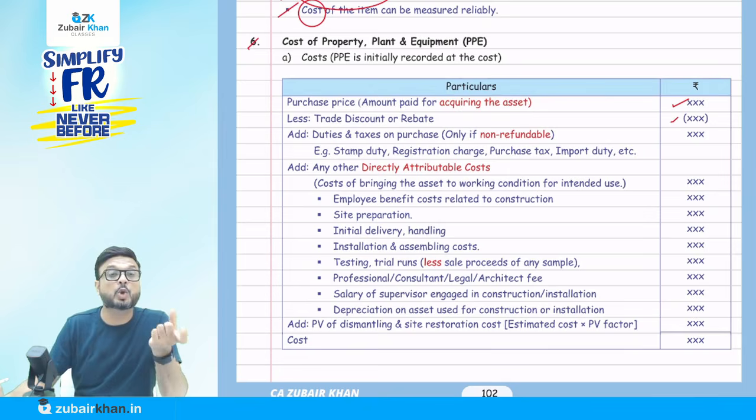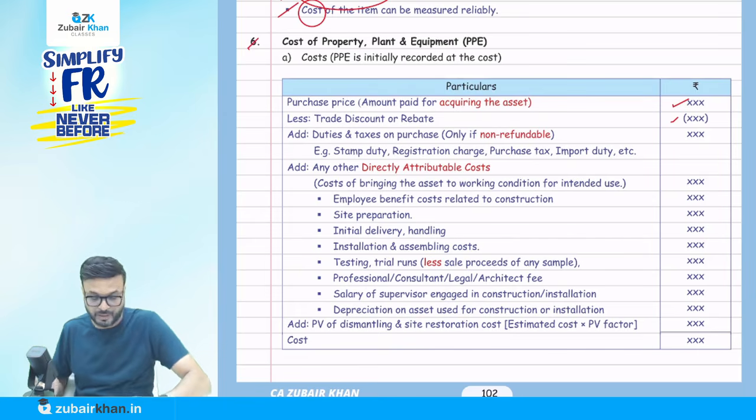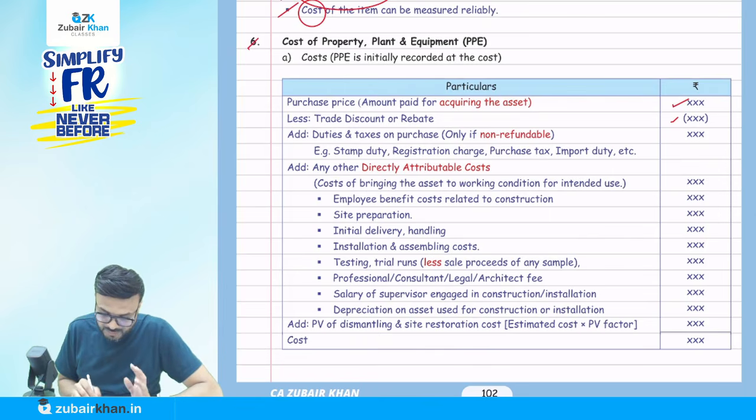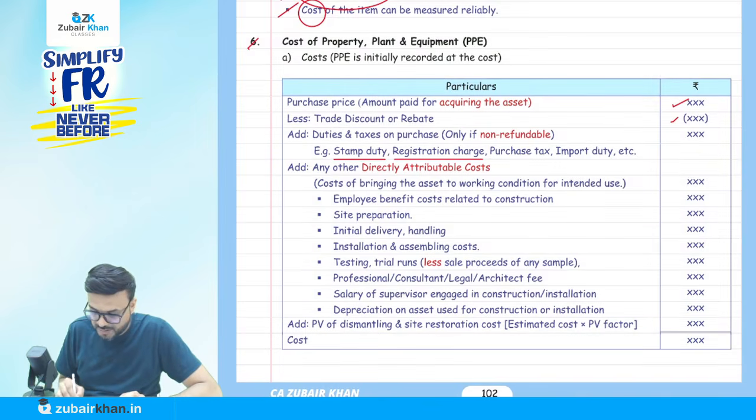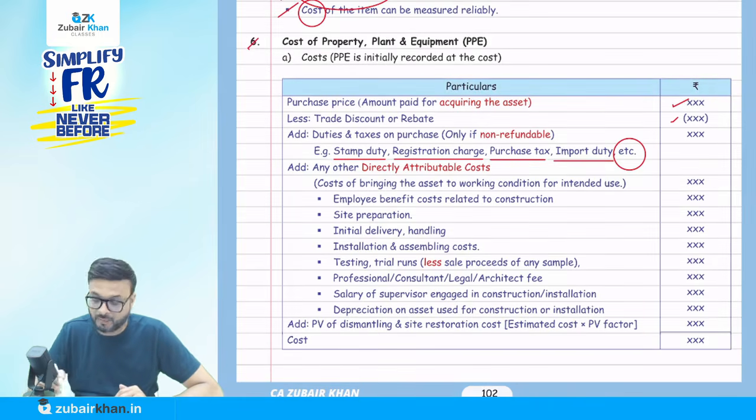This is only for non-refundable taxes, where you are not going to take a refund from the government, or you are not going to claim them as input GST. So those taxes will be part of the cost of the PPE. They have given examples like stamp duty, registration charges, purchase tax, and import duty. Now we'll add them.